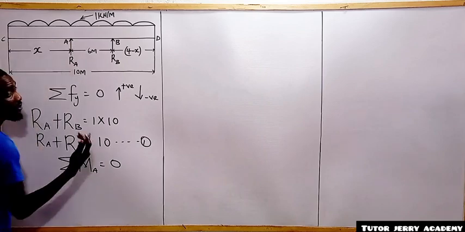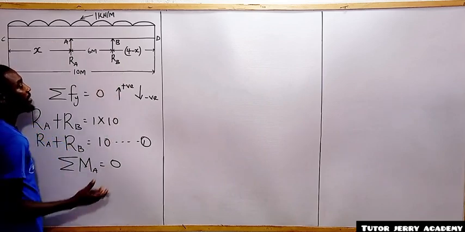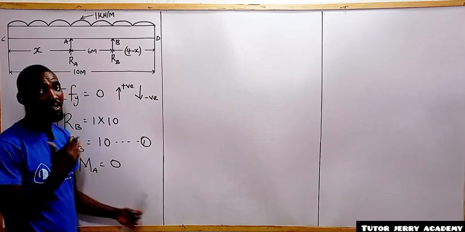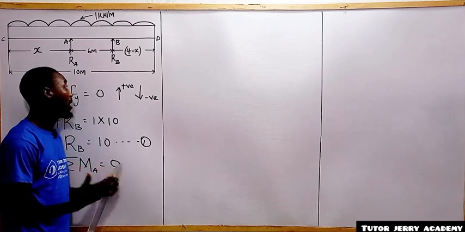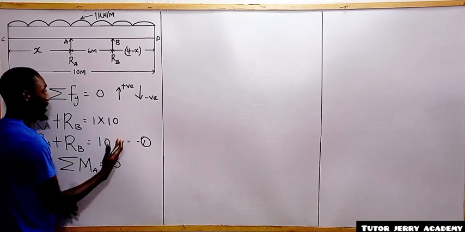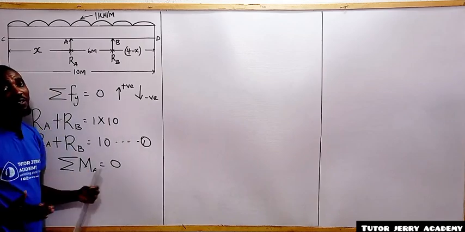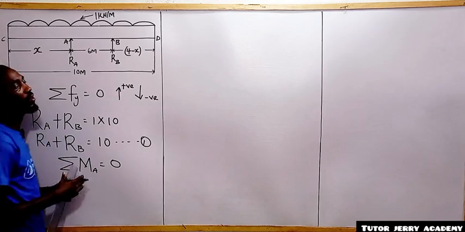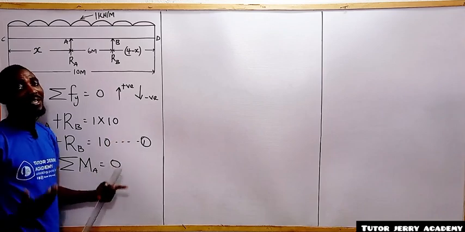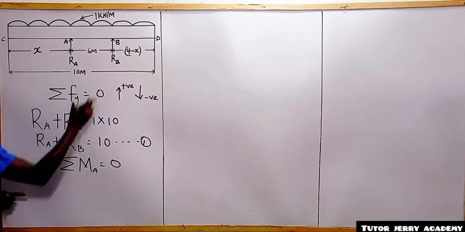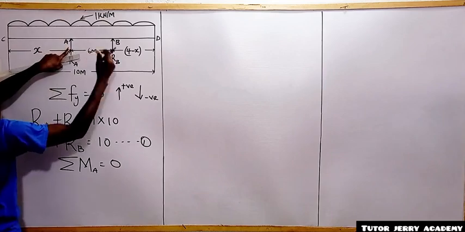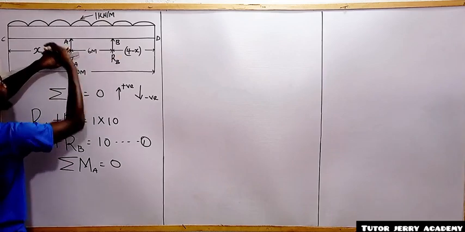So don't forget, we've already said our upward force should be positive and our downward force should be negative. If you have been following our series of videos on bending moment and shear force, you are going to note by now that if we say upward force should be positive, it means the moment created by this upward force will also be positive. If we say our downward force should be negative, the moment created by the downward force will also be negative. So if you look at our upward force here, it's going to create an anti-clockwise moment. So it means this anti-clockwise moment here is going to be what?